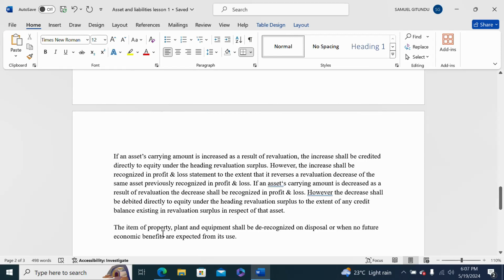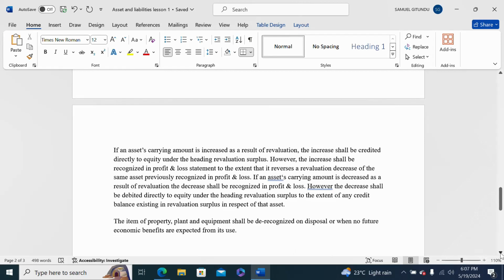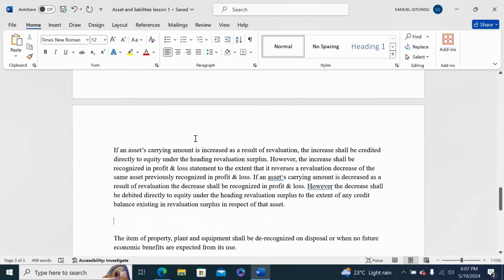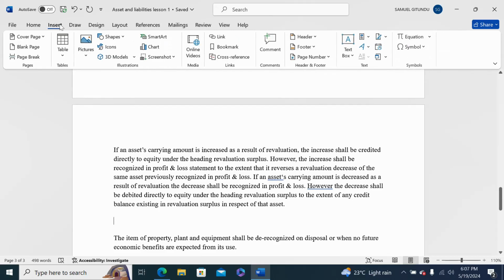Finally, we say that the item of property, plant, and equipment shall be derecognized on disposal or when no future economic benefits are expected from its use. We can give an example: we can draw a revaluation account to illustrate what we are saying here.